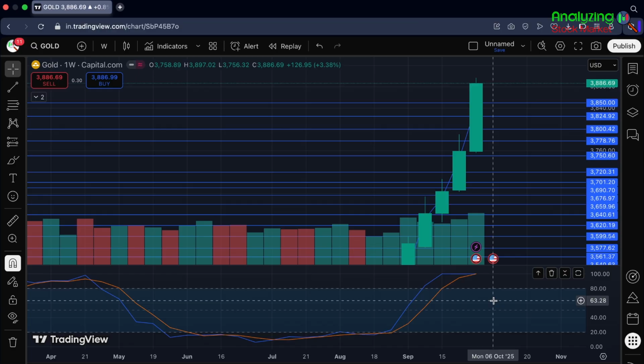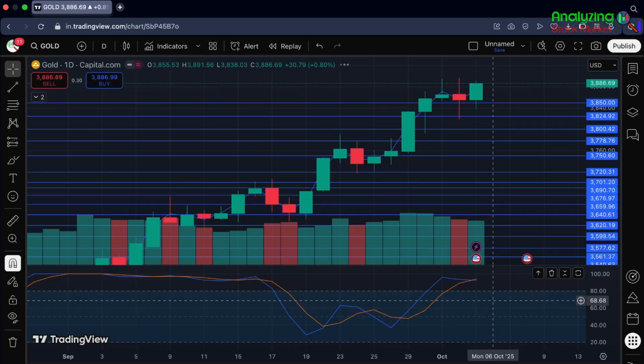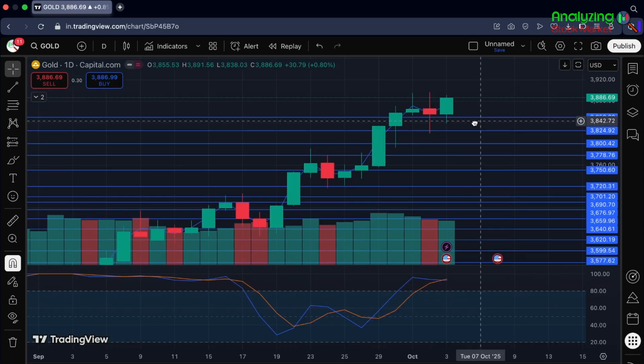So now let's mark some important support zones and resistance zones on our 1-day chart. So these are some important ones.